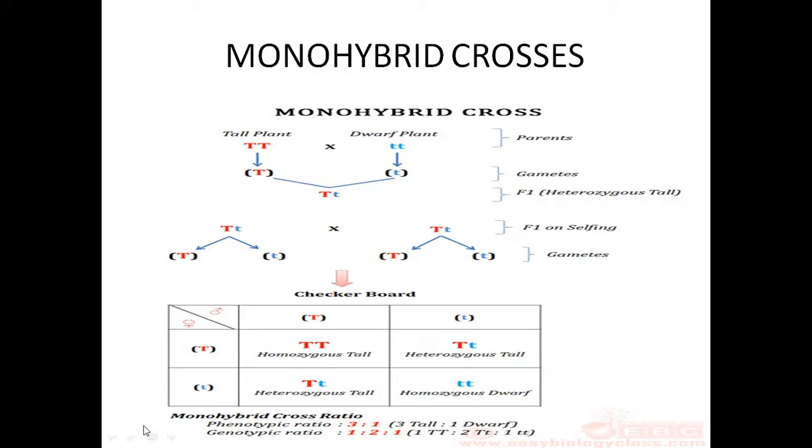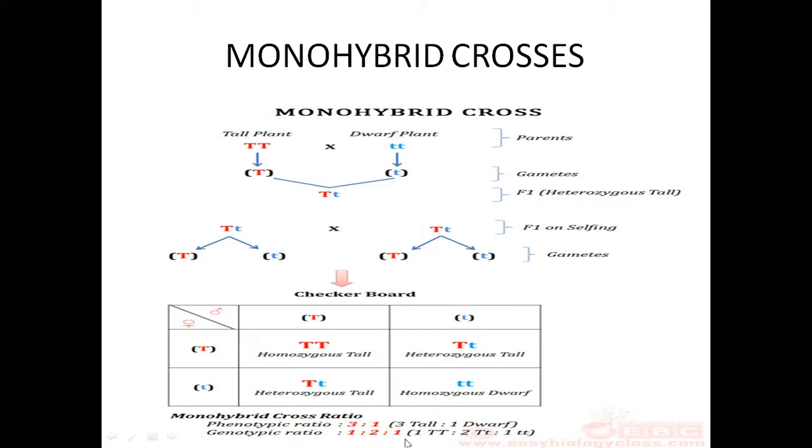So phenotypic ratio is the physical characters, physical appearance. When we see the plants, it is the phenotypic ratio. In that, 3 are tall and 1 is dwarf. When we see genotypically, when we see the genes, capital T, small t, capital T, small t, the genes or the alleles are related to the genotypic ratio.